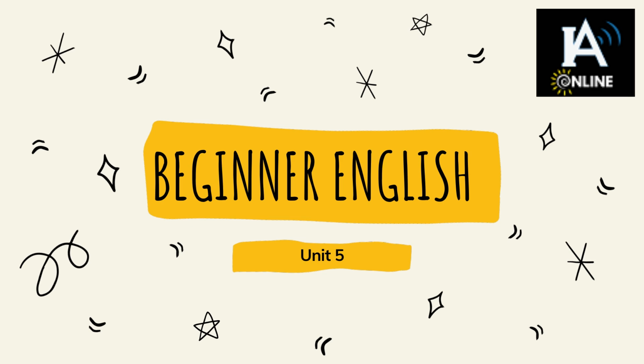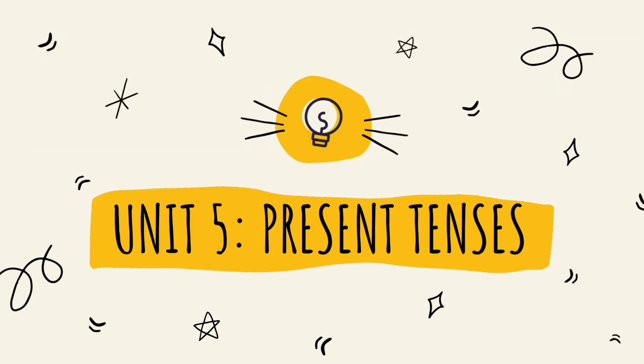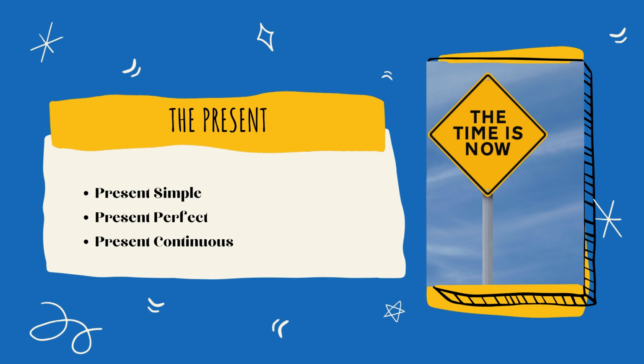My name is Sarah, and today's lesson is about the present tense. Unit 5, present tense. So there's different forms of the present tense. One is present simple, one's present perfect, and one is present continuous. And we're going to go over when you use the various forms and how the verb changes with each use.